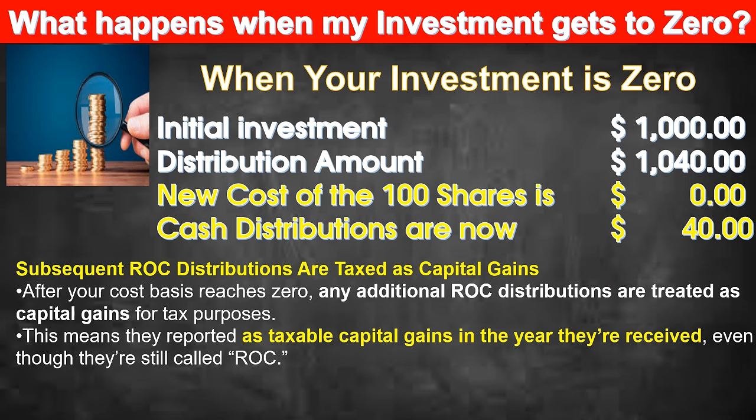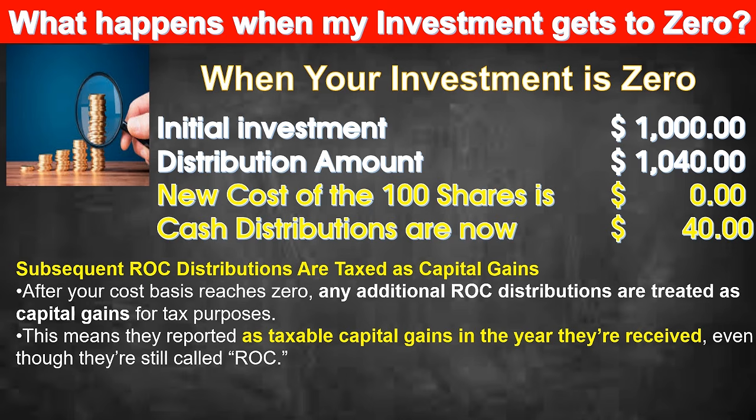So the ROC distributions are taxed at capital gains. After your cost reaches zero, any additional ROC distributions are treated as capital gains for tax purposes. This means they are reported as taxable capital gains in the year that they're received. Even though they're still called ROC, they are classified as taxable capital gains. Now, what does that mean to you?